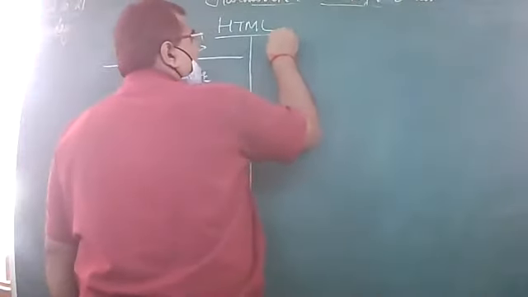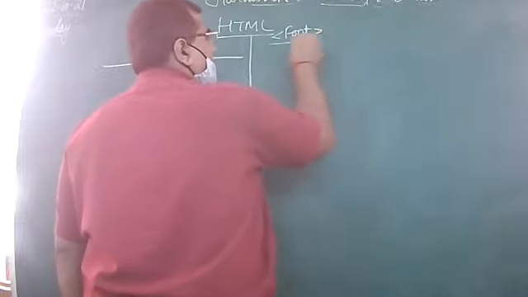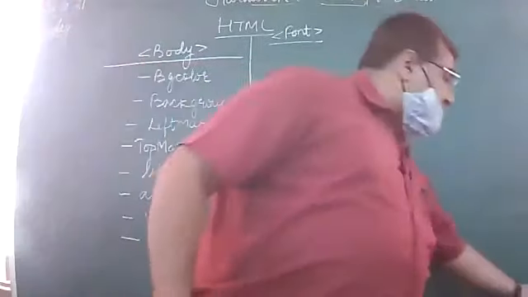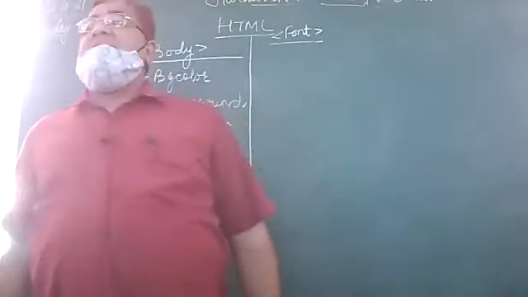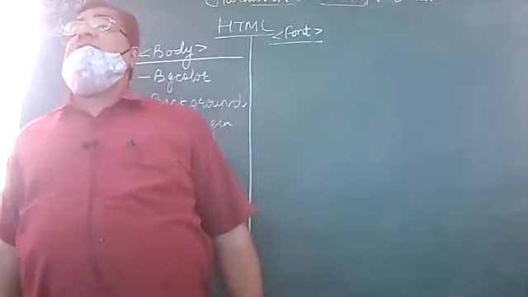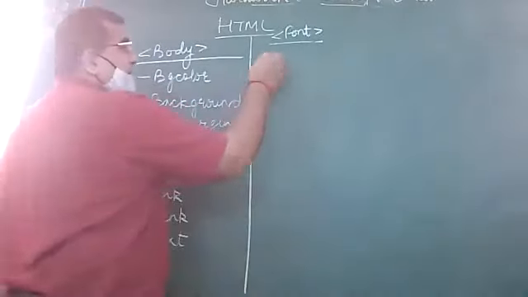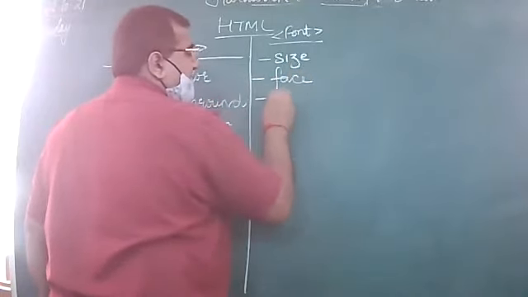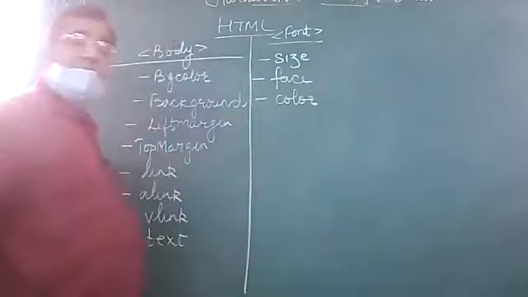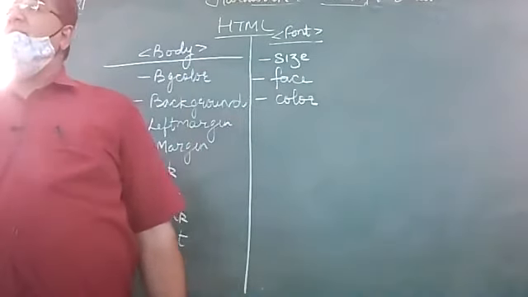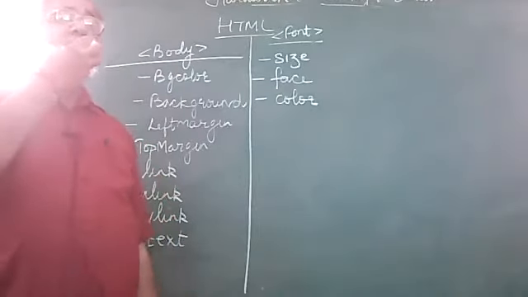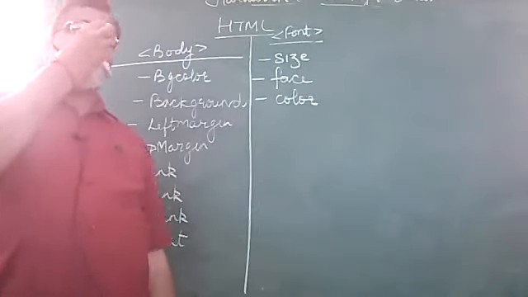Then attributes of the font tag. What is the role of the font tag? The font tag is used to specify the size, color, and style for a particular segment of the text. It has three attributes: size, face, and color. The font tag is used to set the style, the color, and the size for a particular segment of text.